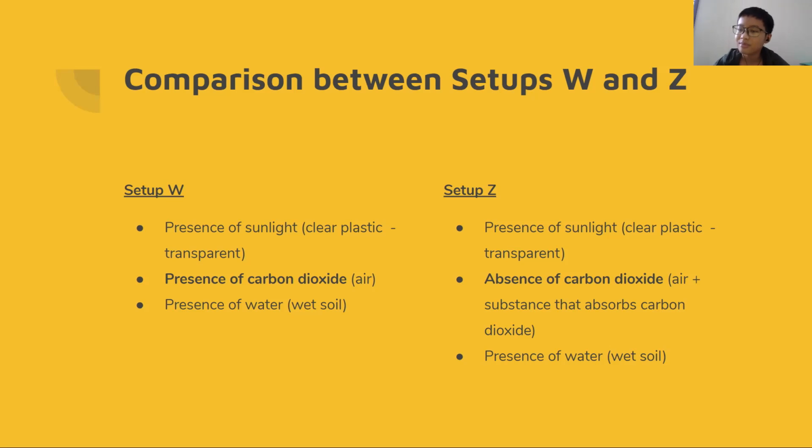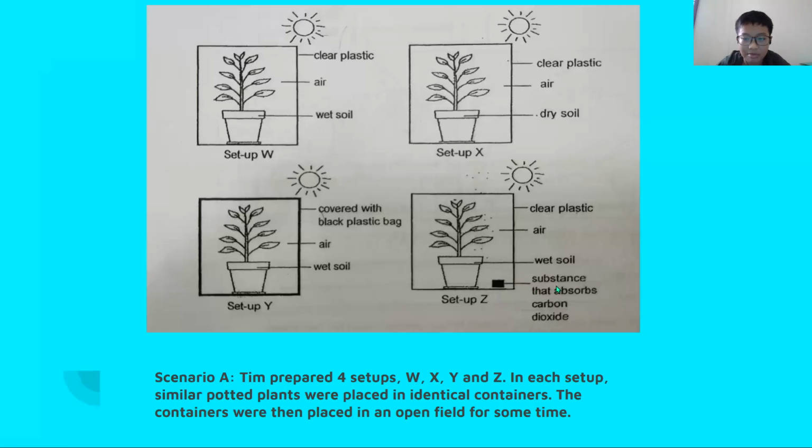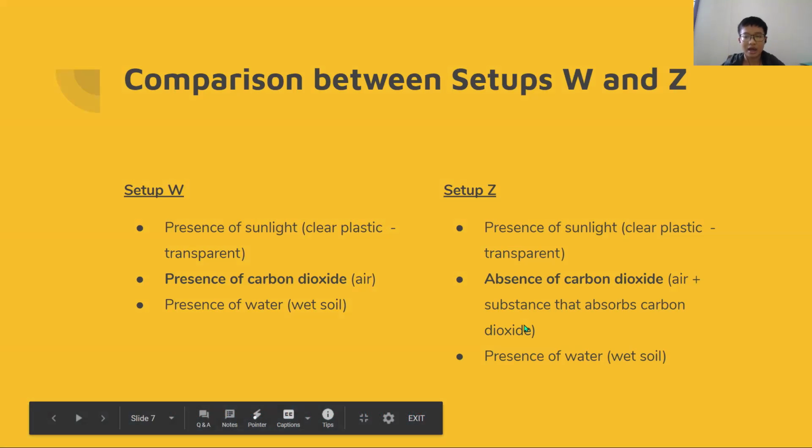Why is that so? Well, if you didn't realize, there is a substance that absorbs carbon dioxide inside setup Z. What does that mean? Basically, the carbon dioxide in the air is absorbed by this substance, thus leading to an absence of carbon dioxide.